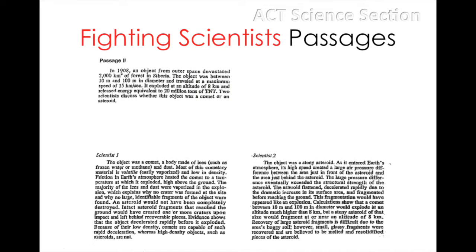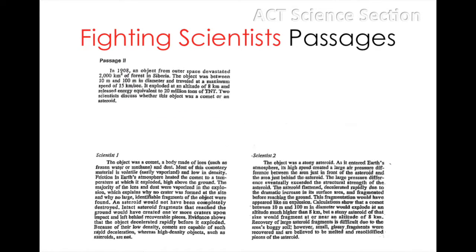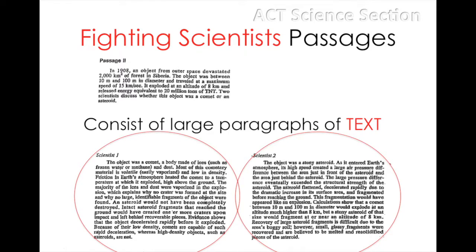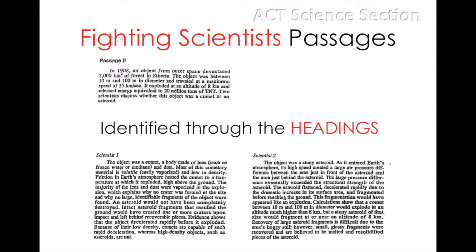Fighting scientist passages are the most time-consuming passages of the section. They present various points of view about one topic. They are easily recognizable for having large paragraphs of text with little to no charts or graphs. Like the experimental passages, you can identify fighting scientist passages from their headings. The different arguments will be labeled Scientist 1, Scientist 2, and so forth. Depending on the passage, the wording of the heading could change. Instead of scientist, it could say student, hypothesis, or theory.